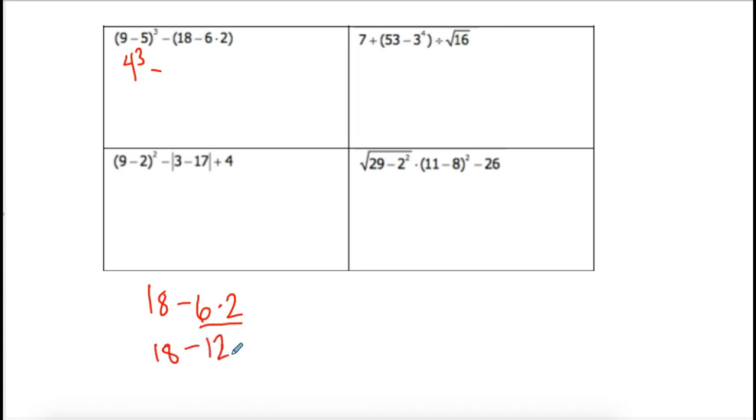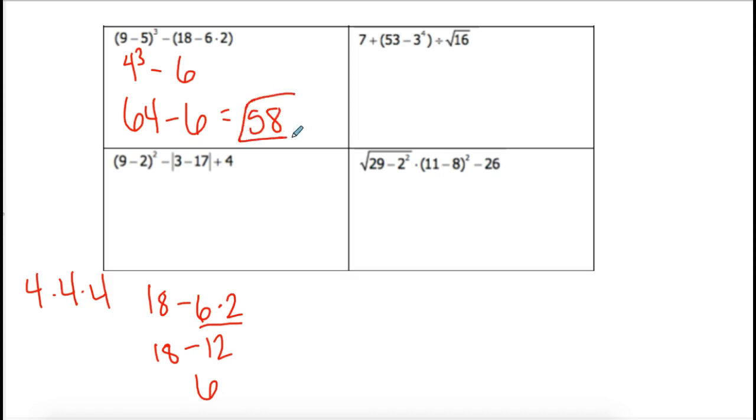18 minus 12 is 6. So minus 6. 4 cubed is 4 times 4 times 4. 4 times 4 is 16. 16 times 4 is 64. Minus 6. 64 minus 4 is 60, and 2 more makes 58.